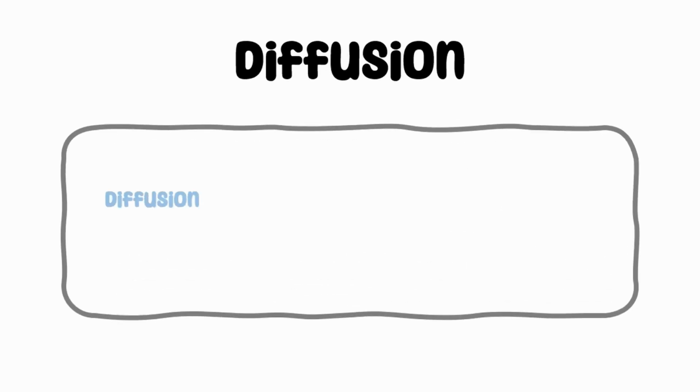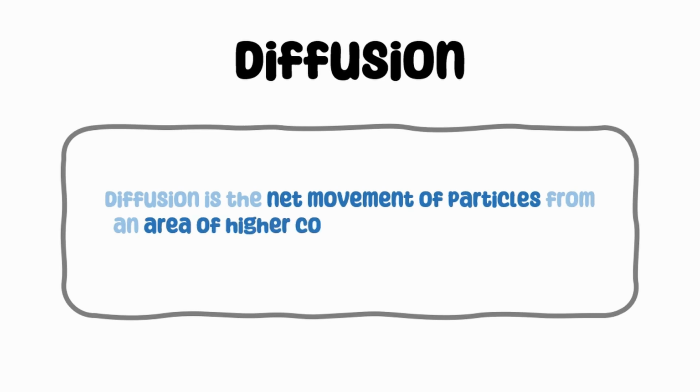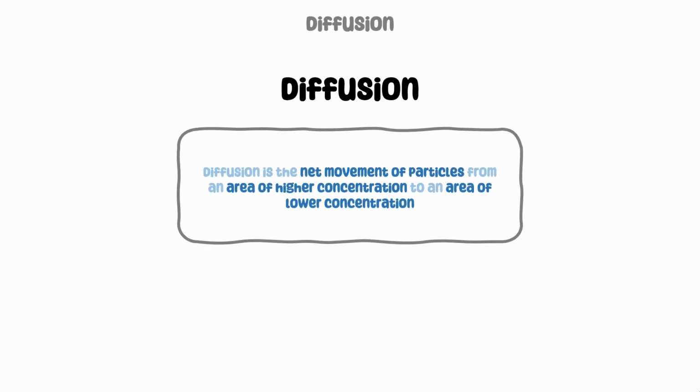Diffusion is the net movement of particles from an area of higher concentration to an area of lower concentration. This just means the movement of particles from an area where there are lots of them to an area where there are fewer of them.